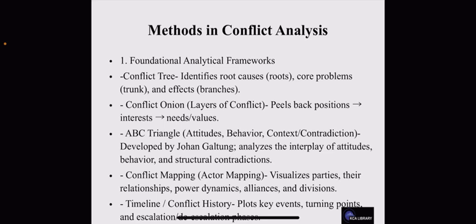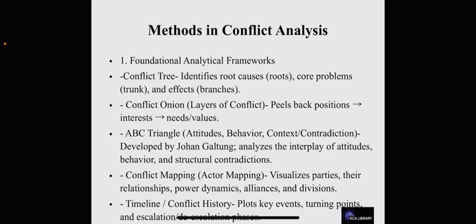So now let's look at the methods in conflict analysis. We have foundational analytical frameworks, and under that we have the conflict tree. What we mean by conflict tree is identifying root causes. What is the root of the problem? We call them problems and effects. The second one is conflict onions, that is the layers of conflict, from positions to interests to needs or values. Also we have the ABC triangle, which entails attitudes, behavior, and context or contradiction.